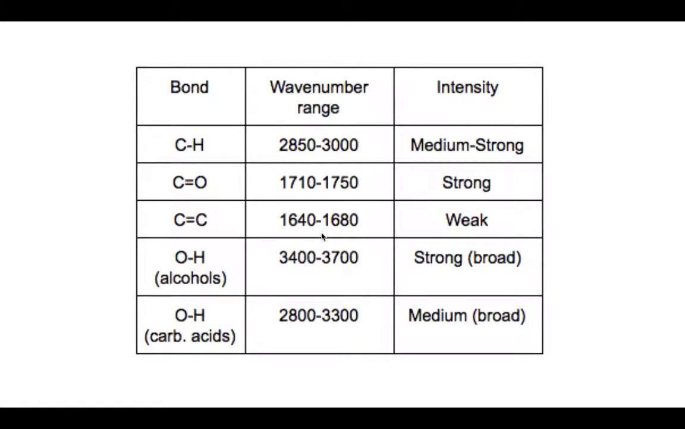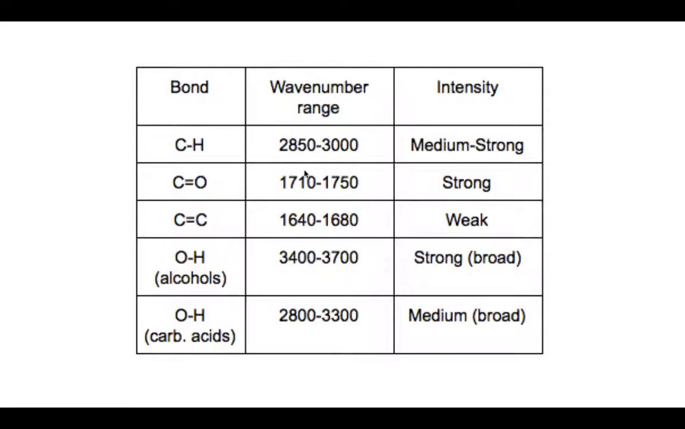Now, here's a simplified table of 5 bonds that we commonly see in organic molecules. We've seen these in class multiple times. It's the carbon-hydrogen bond. We see carbon-hydrogens all the time. The carbon double bond oxygen. We see carbon double bond oxygen quite often as well. Carbon-carbon double bonds. And 2 different types of OH bonds: OH bonds that we see in alcohols and OH bonds that we see in carboxylic acids.